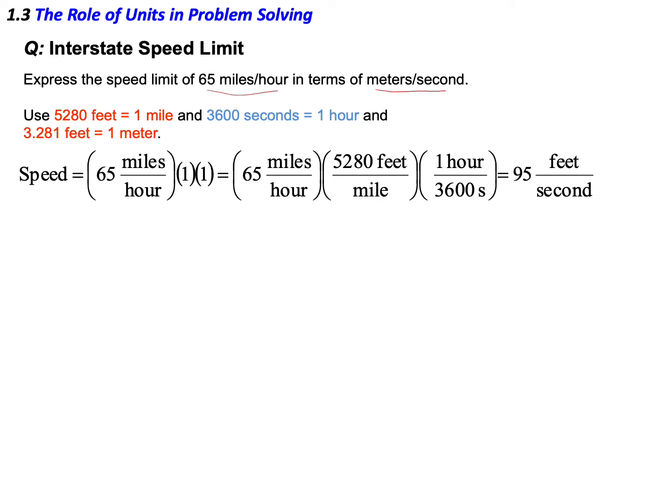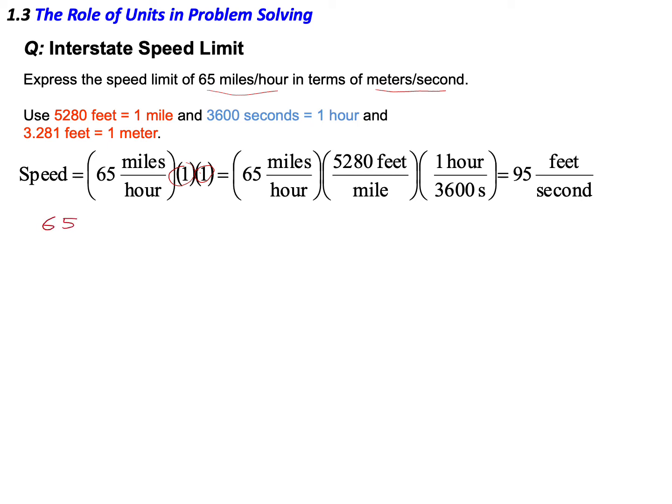So basically hours to seconds and miles to meters. There are two conversions. That's why you have 65 miles per hour multiplied by two ones. One of these ones represents one conversion, which is miles to meters, and the second one represents the conversion of hours to seconds.